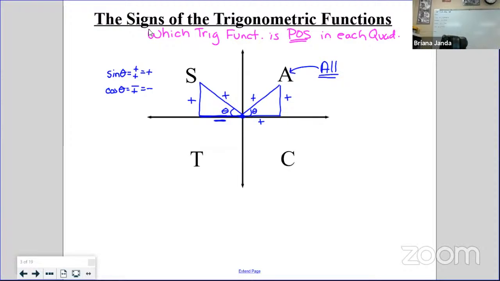With me? Okay, I'm just doing it symbolically. I'm not putting numbers out there, and I hope that's okay. But tangent then would be my opposite, which is some positive number, over my adjacent, which is some negative number, which ultimately would give me a negative answer.